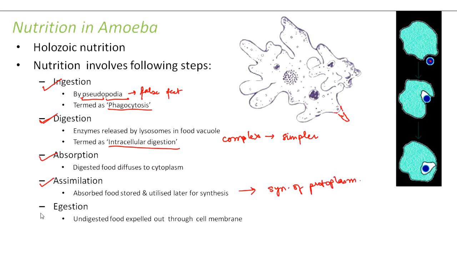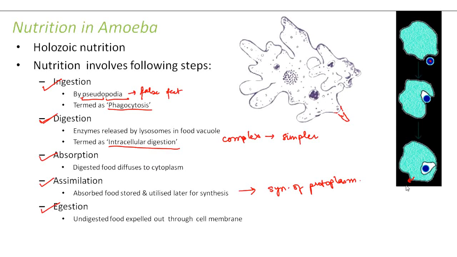And the last one is egestion. Undigested food is expelled out through the cell membrane. Let us suppose this is the food, this blue colored object. Whatever is digested is fine, it will be in the cytoplasm and then it will be assimilated. But the remaining undigested part will be excreted out through the cell membrane. How? The cell membrane will get ruptured and then the undigested food will come out, and the cell membrane will soon get repaired as well. So that is how the process of nutrition happens in case of amoeba.